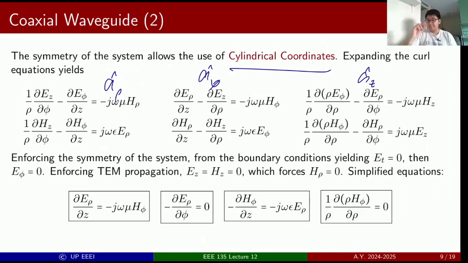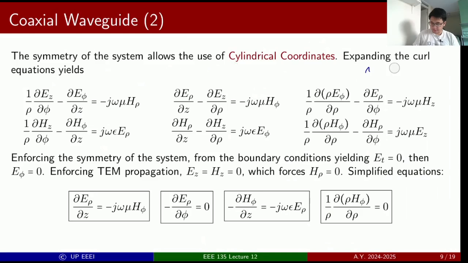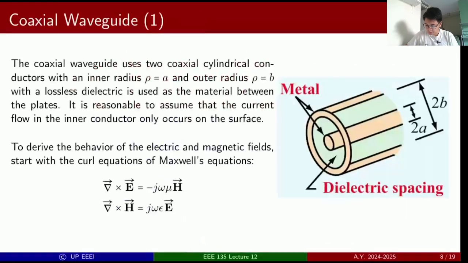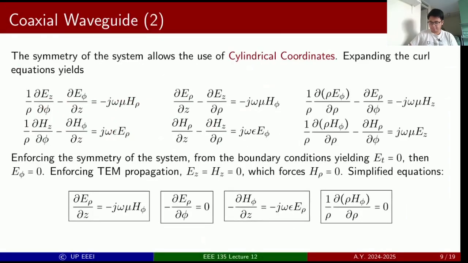So we can make some more simplifications here. We enforce the symmetry of the system from the boundary conditions. Again, there are no tangential components for your electric field. That means only E rho is the only one that exists. So with that, we remove this, remove this, remove this. There's also no z component enforcing the symmetry. So there's no electric field in the z axis. So the z component also disappears like this.